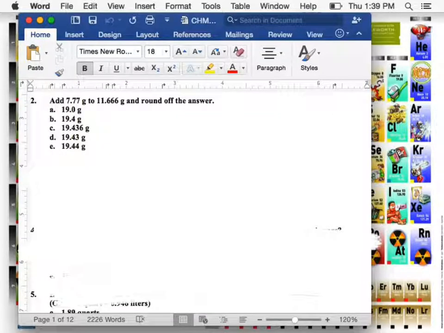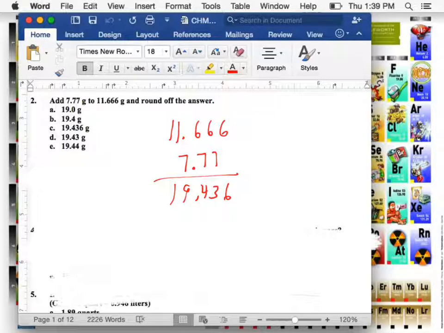Next, question 2. Add 7.77 to 11.666. So we could go through, we could add this up, 6, 3, 4, 9, 1. Way to just steal the thunder. Did I do it right? Yes. Okay. So we can enter it, the calculator spits that out, and go, oh, well, that then must be C.